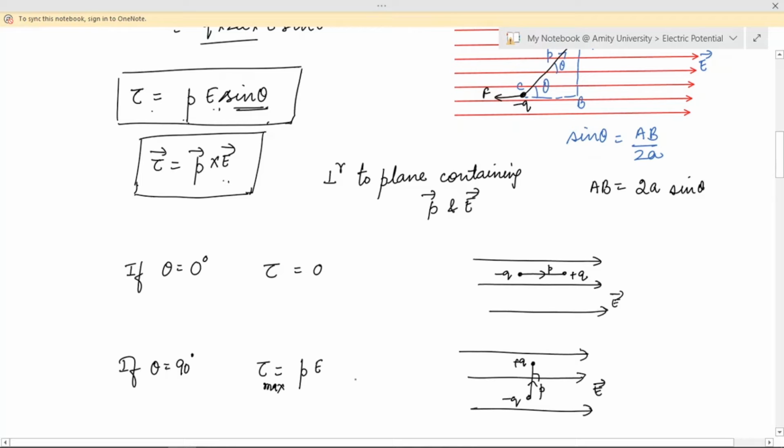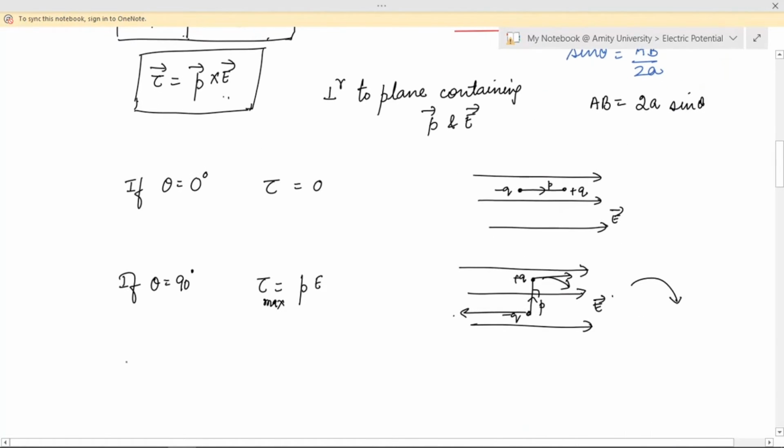Because of this torque, what will be the tendency of this dipole? It will try to rotate like this, so that it aligns along the direction of the electric field, because the force acts in this direction on the positive charge and in the opposite direction on the negative charge. So it will have a tendency to rotate the dipole along the direction of E.